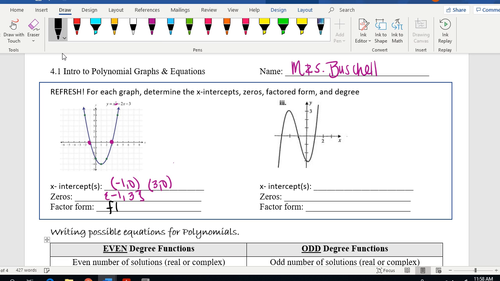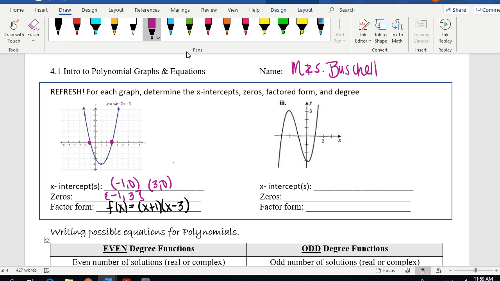And then to write it in factored form, I'm going to change the signs. I have x plus 1 times x minus 3. Again, if you were to solve this factor x plus 1, you would set it equal to 0 and subtract 1 from both sides. So that's how we would get x equals negative 1. All right, let's look at the next one.